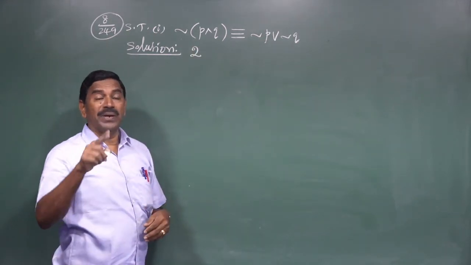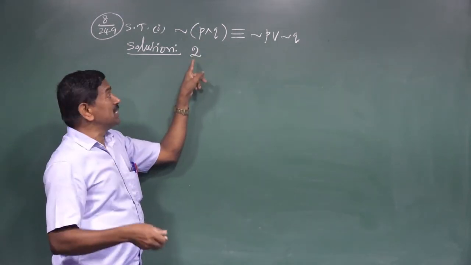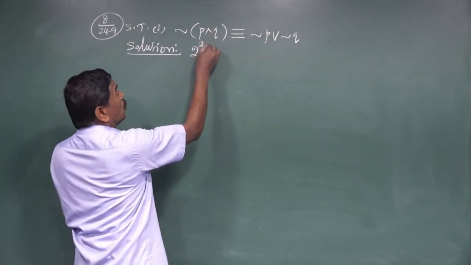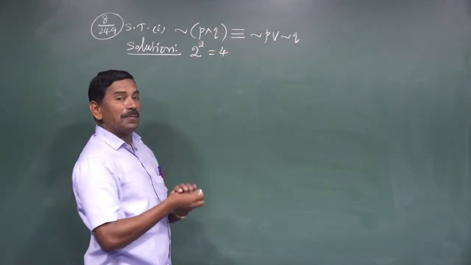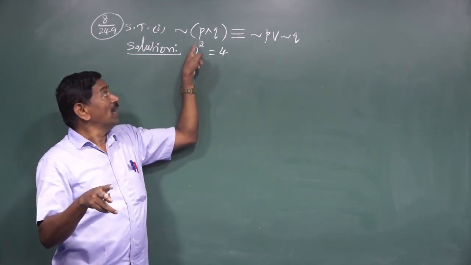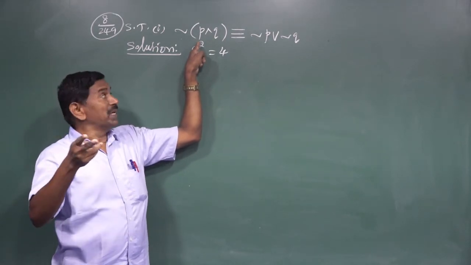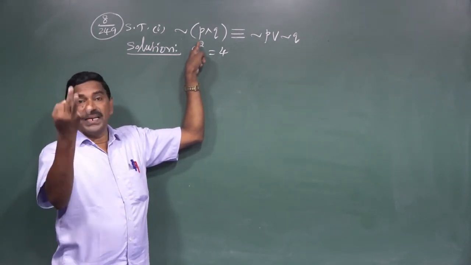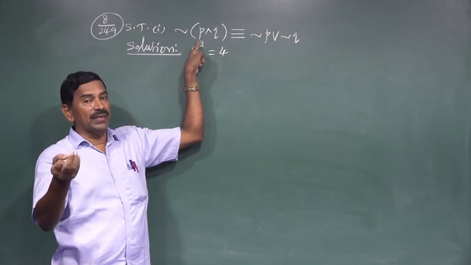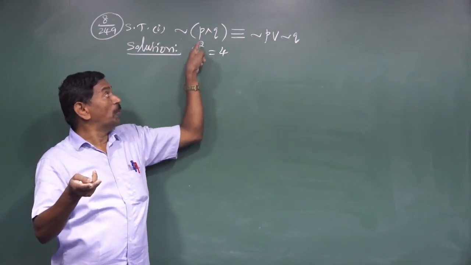Therefore, can you tell me the number of rows? Yes, 2 power 2. The number of rows in the truth table is equal to 2 power 2, which is 4. Here the base 2 is fixed, and the power comes according to the question. With three simple statements, the number of rows is 2 power 3, equal to 8. With n simple statements, the number of rows is 2 power n.